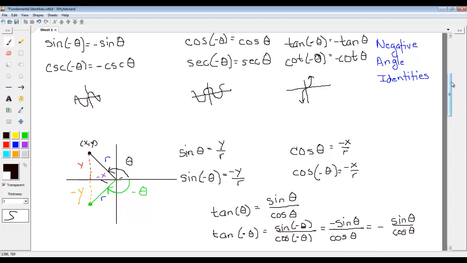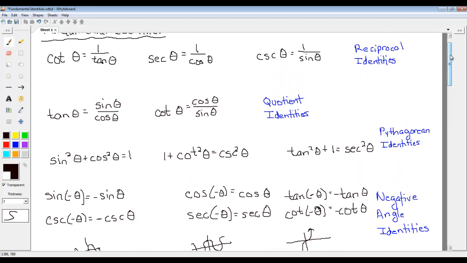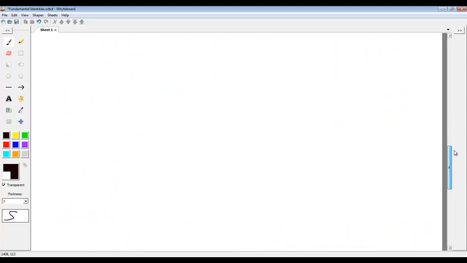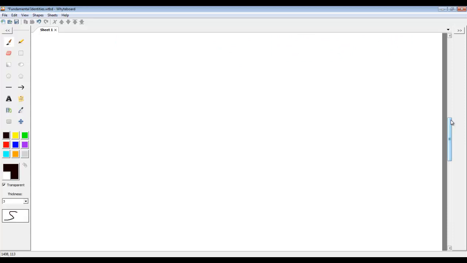Okay, so you got all these identities so far. Know these inside out, be able to use them. We're going to learn a ton more, but this is going to be the foundation of the identities. All right, so then with these identities, we're not going to be verifying identities just yet, but we're going to be using these to do some problems.